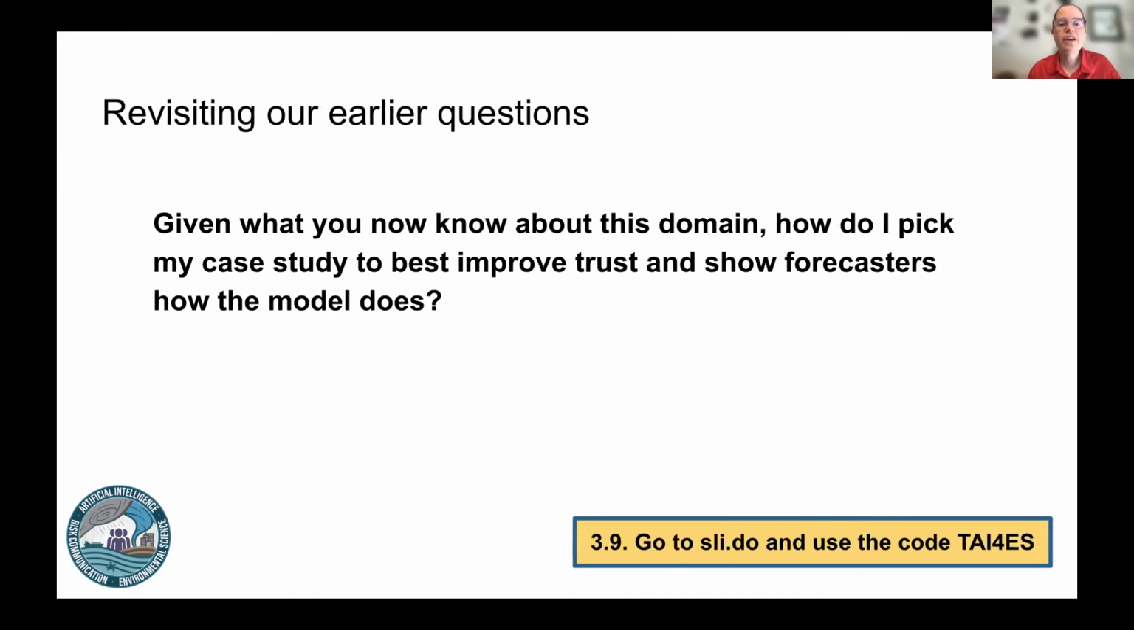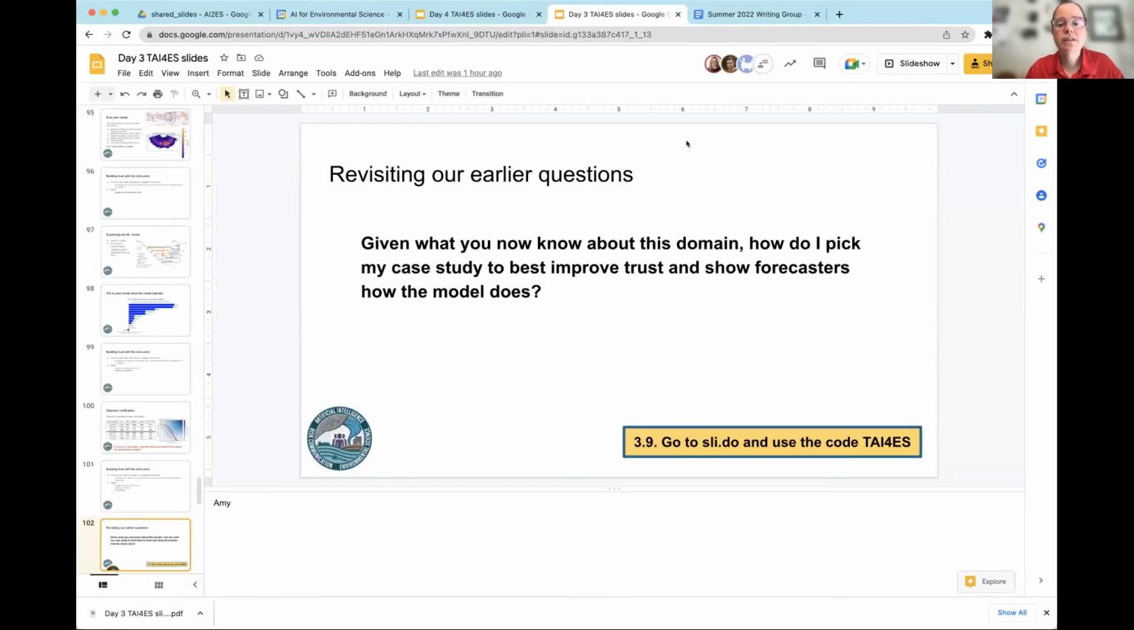So given what I've told you so far, we're going to do an exercise. Given what I've told you so far, how do I pick my case study to best improve trust and show the forecasters how the model does? I'm going to hop over to Slido. I think I stopped sharing.